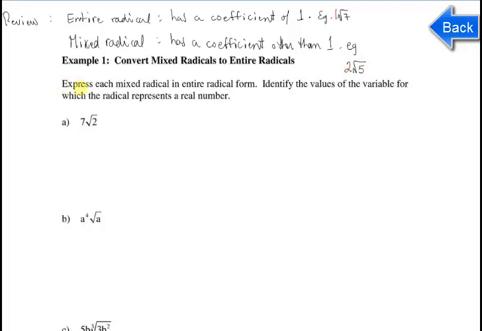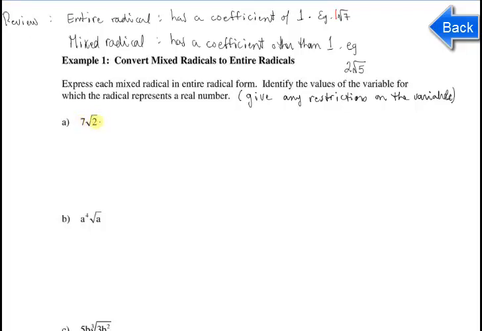So you've been asked to express each mixed radical in entire radical form. Identify the values of the variable for which the radical represents a real number. So what they want you to do is to give any restrictions on the variable. Now, if you recall from our previous discussion, the only time you have to worry about that is when your index is an even number. Now, on our first example, we don't have to worry about restrictions because we don't have any variables. And that would be the only time that you would have to worry about a restriction.